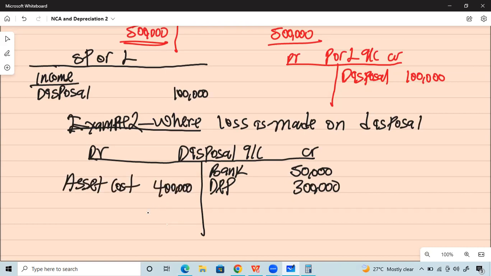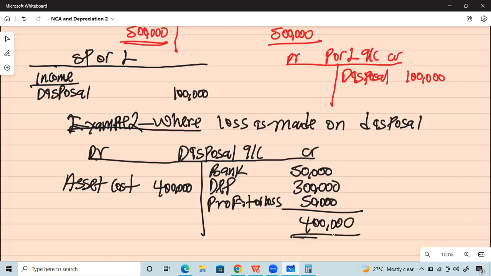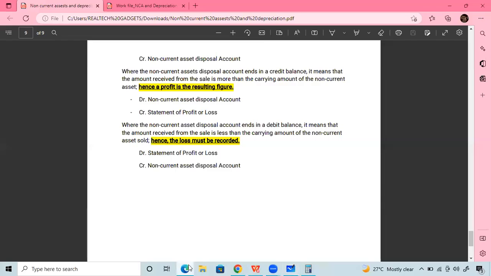So that means what? The debit side now. So you're going to say, what now? P&L, profit or loss, of 50,000. So that you're able to have 400, and you're able to have 400. So this would be 400 and 400. And you can see it from the note as well.